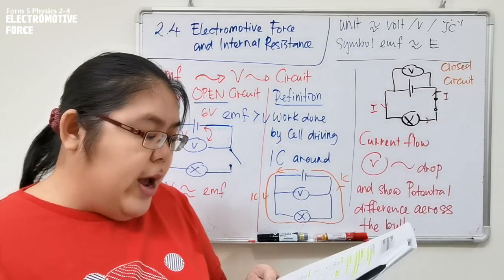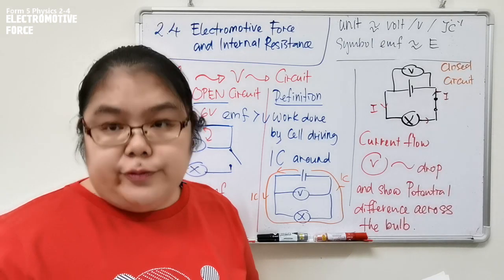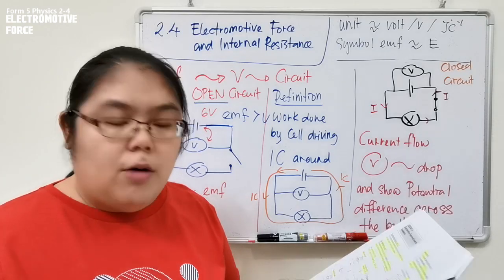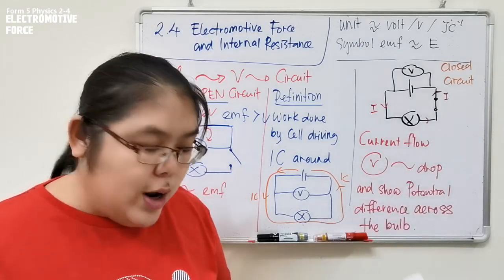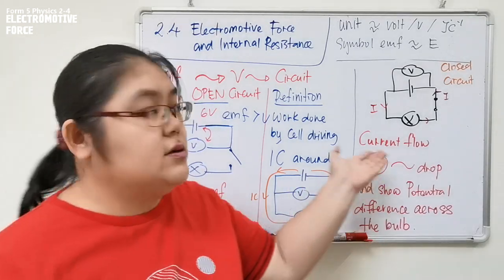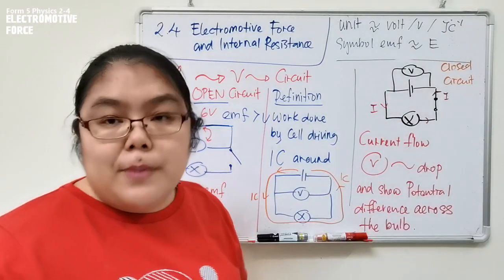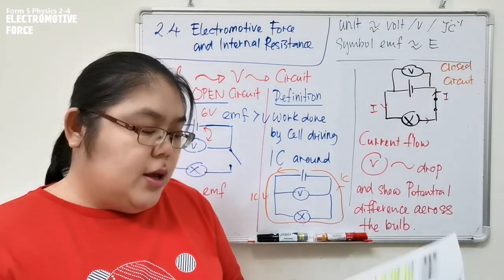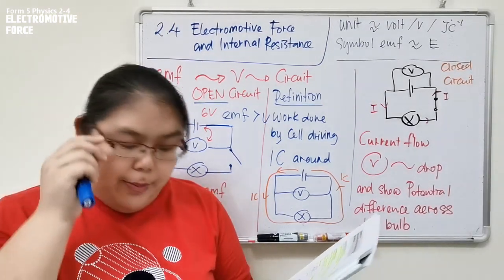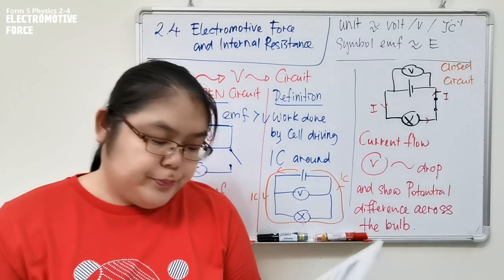Okay? So when the cell or source of electricity is in a closed circuit, number one, current is flowing. Number two, the potential difference across the cell will drop. What do we call this one? Potential difference across the cell, or you can say across the battery. So this one is across the battery and also the bulb. So when I close the circuit, from here we see the differences between the EMF and the potential difference when closed and open circuit.